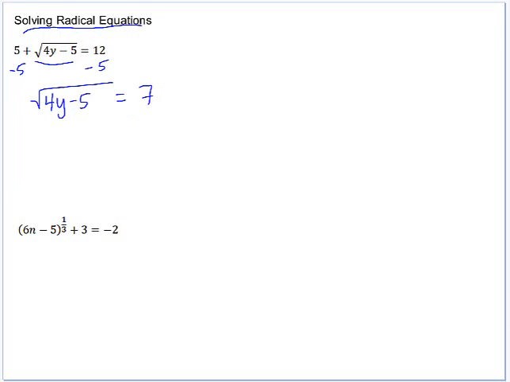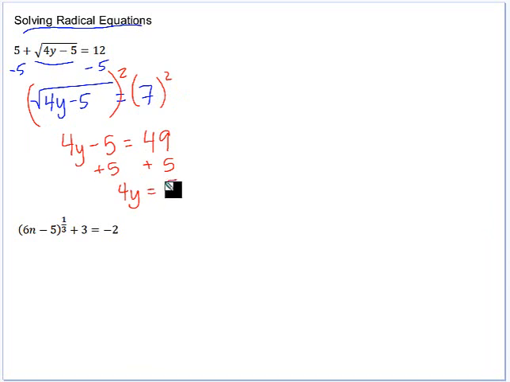To get rid of a square root, we can then square both sides. Now we have 4y minus 5 is equal to 49. Now it's just a very easy solving for y. So we can add 5 to both sides. So 4y is equal to 54. Divide by 4. So y is equal to 13 and a half.